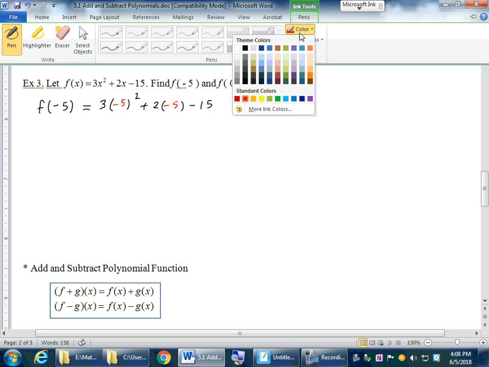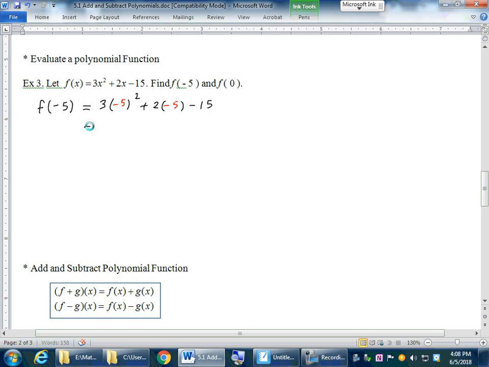So that gives us negative 5 squared is 25. 25 times 3 is 75 minus 10 minus 15, which will become equal to 50. That is my final answer for this first one. And the second part is asking you to find f of 0, evaluating at 0. So 3 times input squared plus 2 times input minus 15.